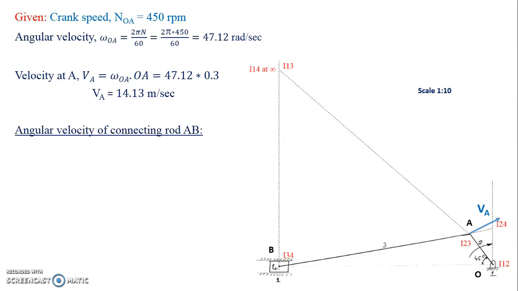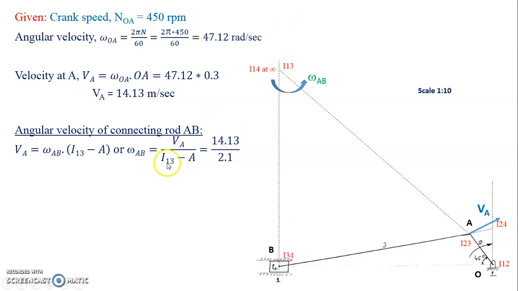Angular velocity of connecting rod AB. Because I know velocity at A, I can calculate the angular velocity of connecting rod AB or omega AB. Again I have to measure the length. See here I13 to A, so measure the length from here to here. In the scale you might get 210 mm, but you have to multiply by the factor 10 because of the scale you have taken, which is 2100 or 2.1 meters. Substitute and get the answer as omega AB, 6.73 radian per second.